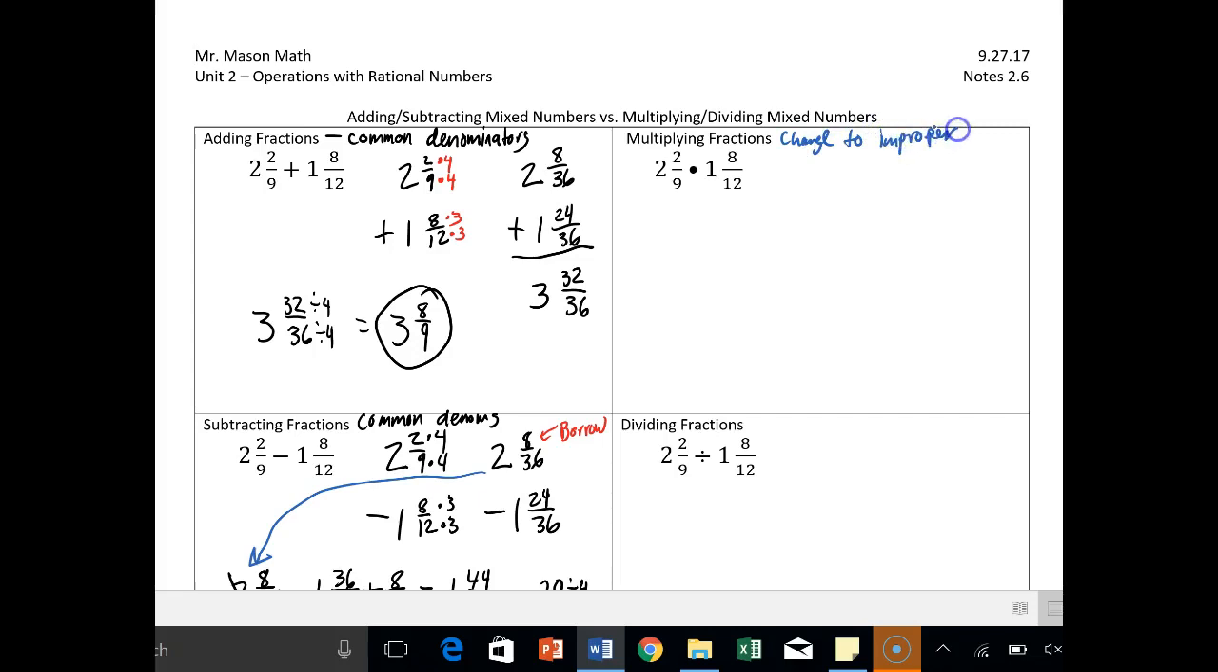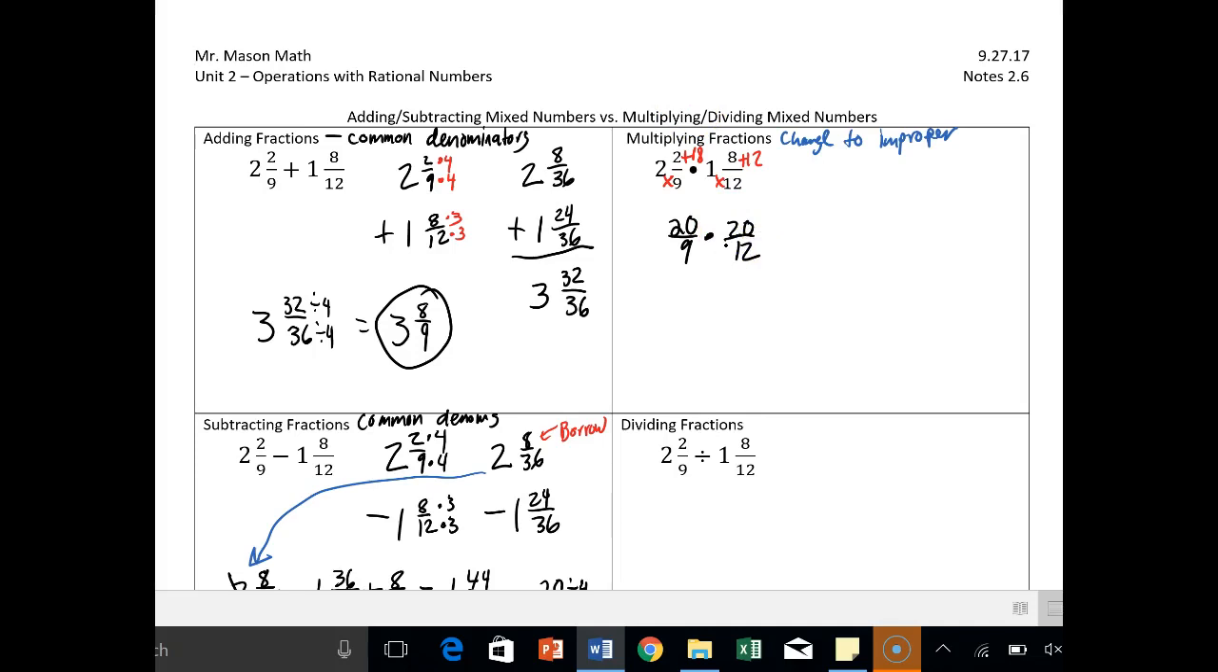So that's the biggest thing that you have to do. So what we're going to do is we're going to say 2 times 9 is 18, add it to 2. So really this is now 20 over 9 times. And then again, we're going to go 1 times 12, which is 12. Add it to 8. 8 plus 12 is 20. 20 over 12.